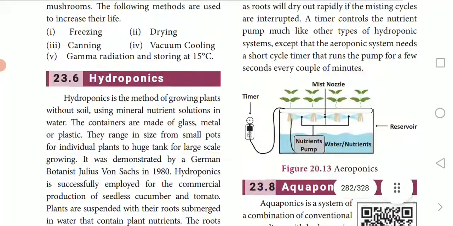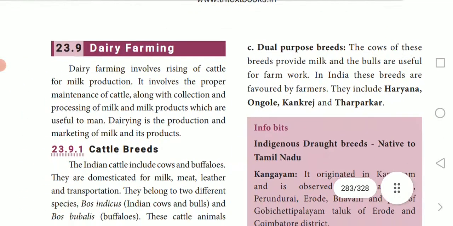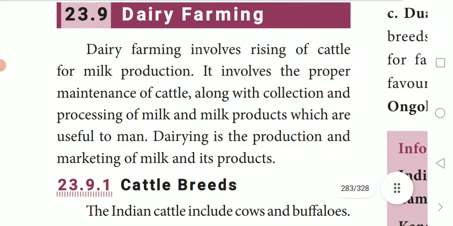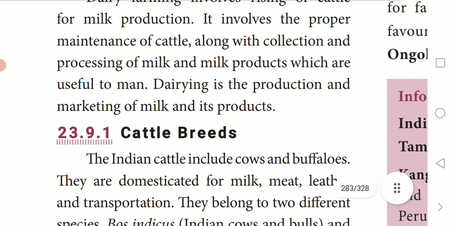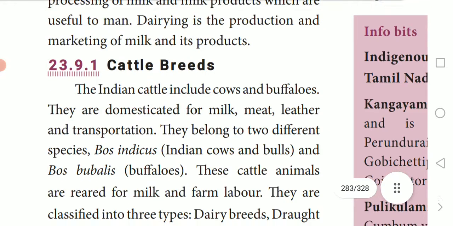The next topic we are going to see is dairy farming. Whatever was explained in that topic only is there. Remaining topics are reduced here. Dairy farming involves raising of cattle for milk production. It involves the proper maintenance of cattle along with the collection and processing of milk and milk products which are useful to man. Dairying is the production and marketing of milk and its products.